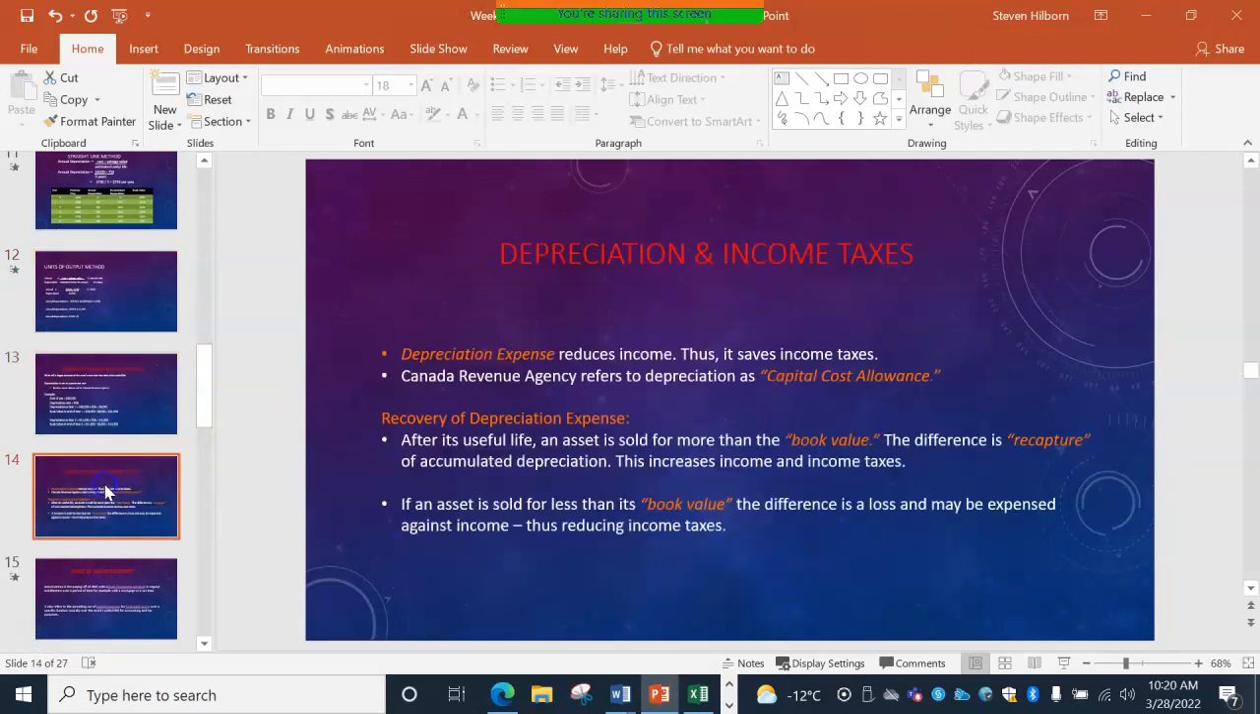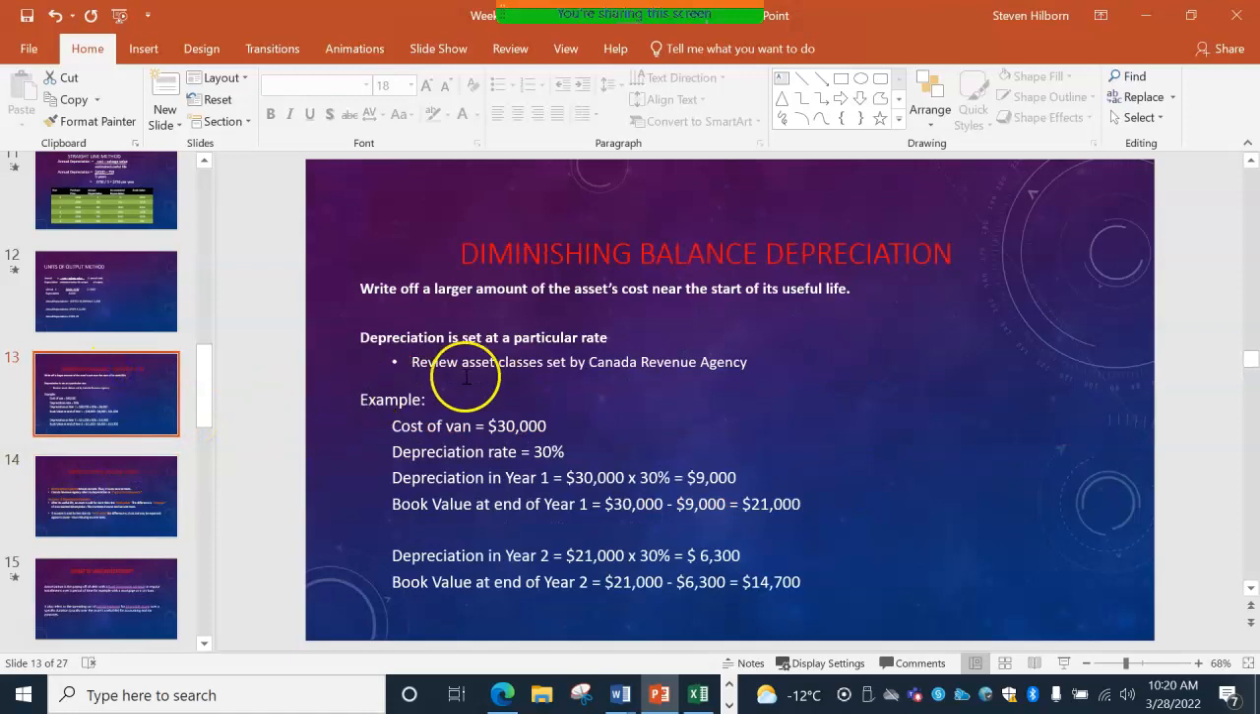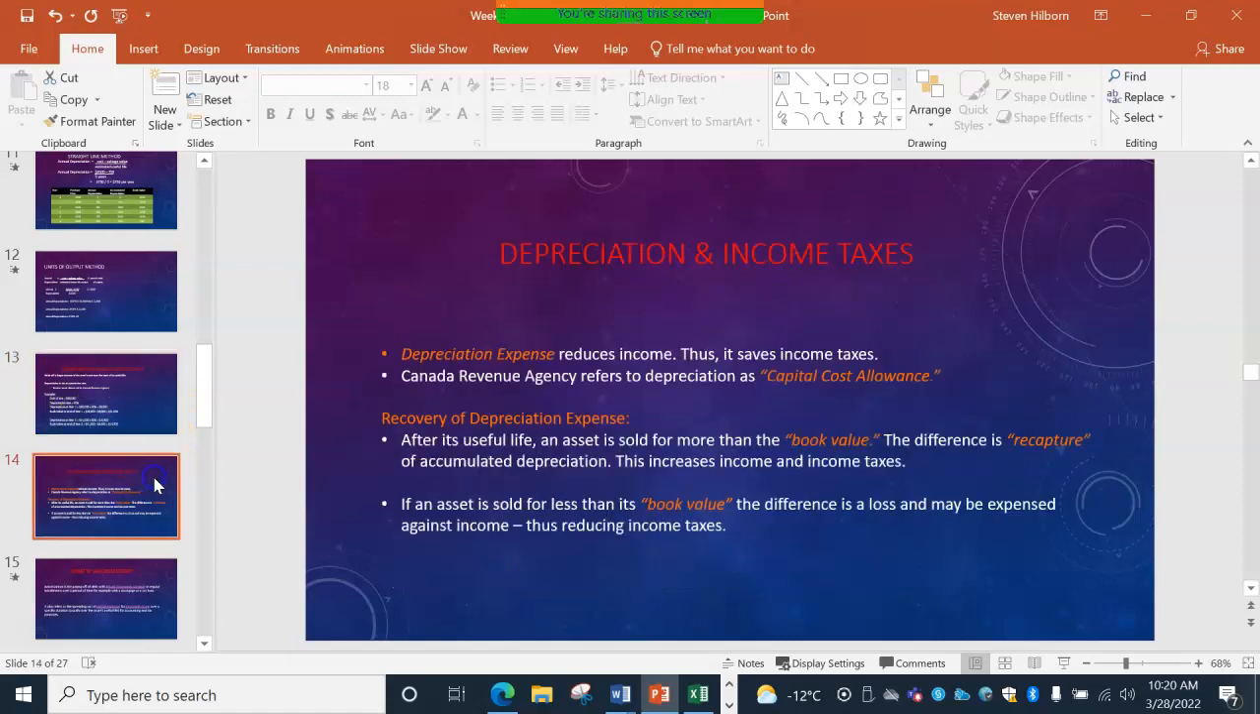Diminishing balance depreciation is also an example here. Now, we will not have you do this, just so you know. It's just a little bit more information. I'm not going to test you on that, so we can move on.